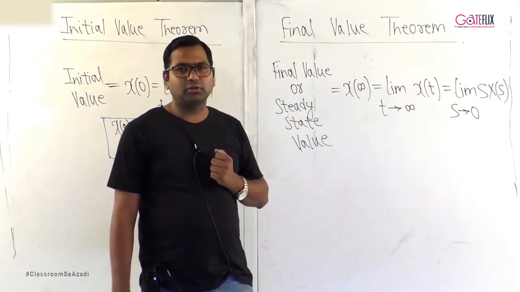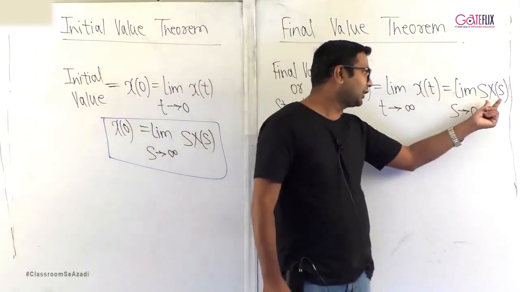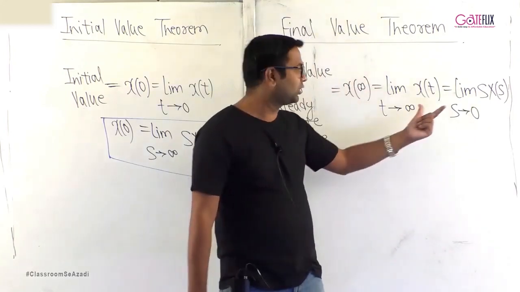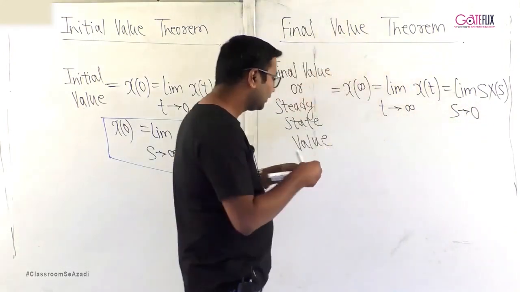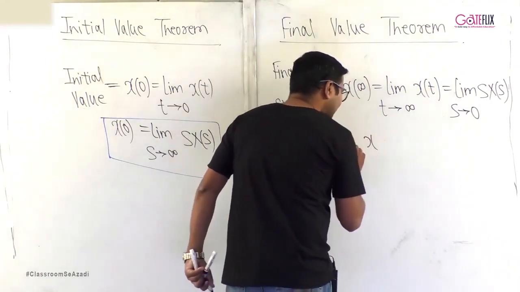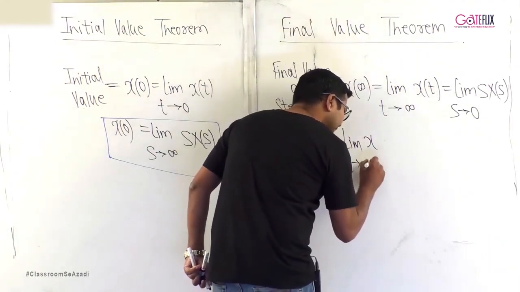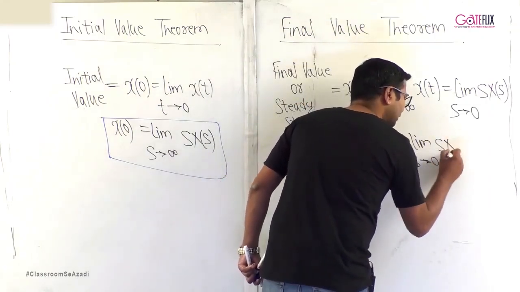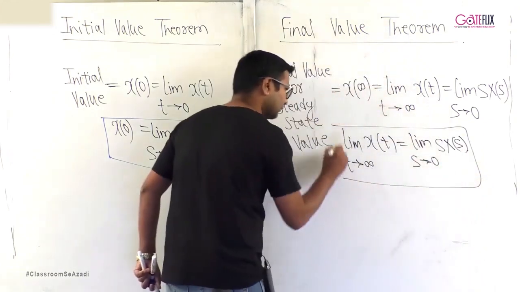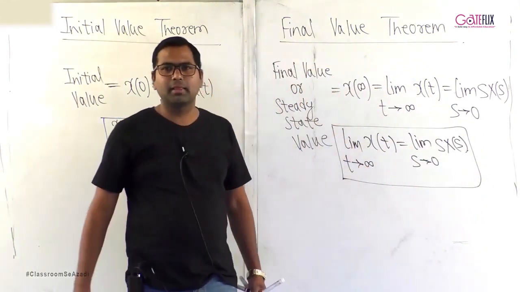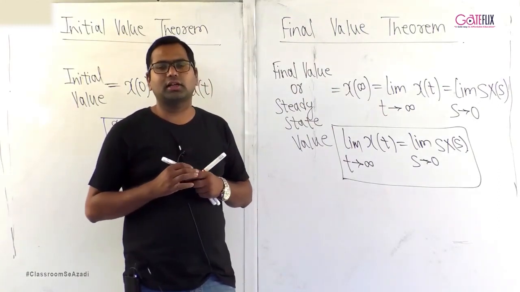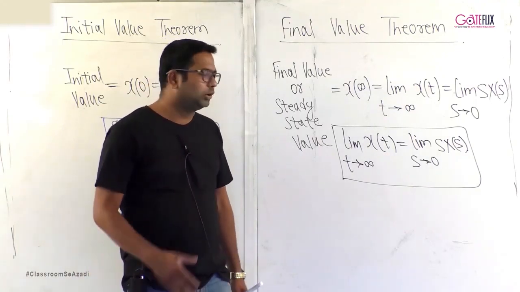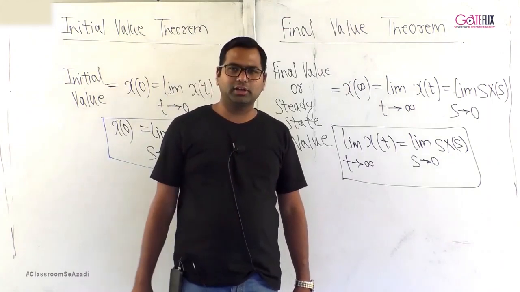The final value theorem states that the final value can be calculated by using its Laplace transform, and the formula is limit s tends to 0 s into X of s. Therefore, the final value theorem can be written as limit t tends to infinity x of t equal to limit s tends to 0 s into capital X of s. This is the final value theorem. In competitive exams, a lot of questions are asked on the initial value and final value theorem. Next, we will take some questions on unilateral Laplace transform and initial and final value theorem.